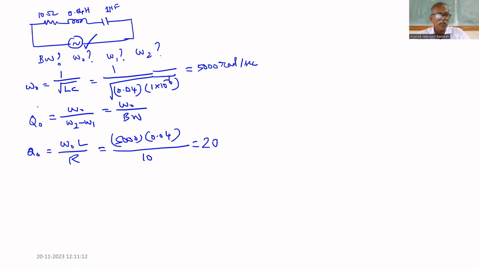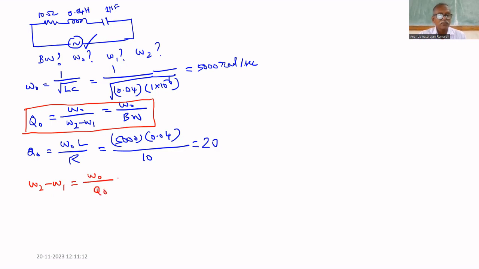So you use this formula to find bandwidth. Bandwidth omega 2 minus omega 1 equal to omega naught divided by Q naught. That is equal to 5,000 divided by 20. 250. Bandwidth equal to 250 radians per second. Bandwidth also we got. First part also over. We have to find omega 1, omega 2.